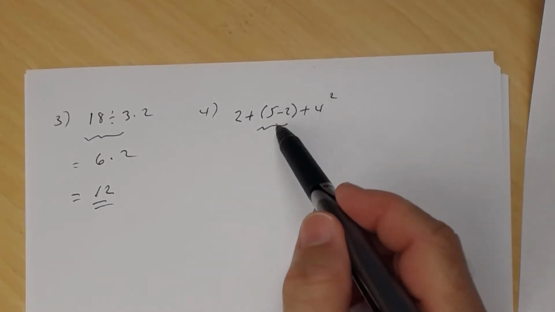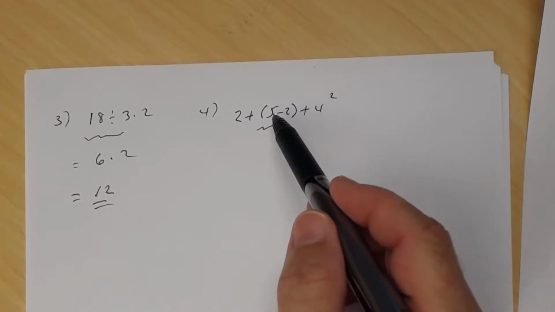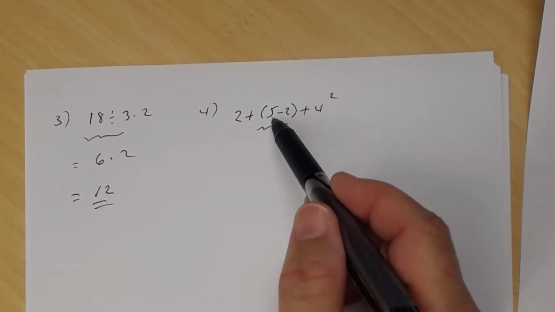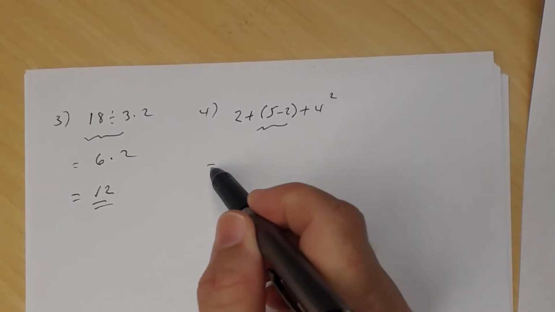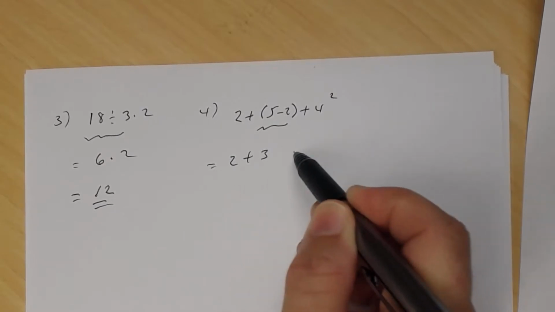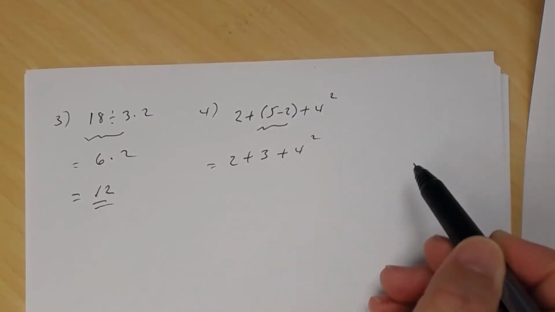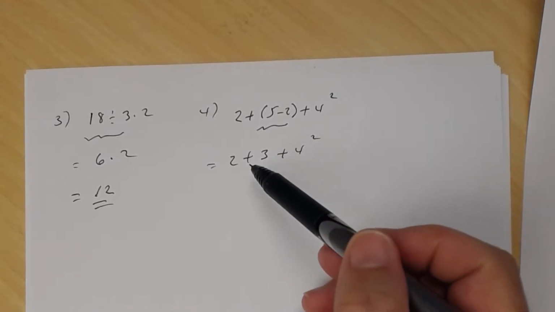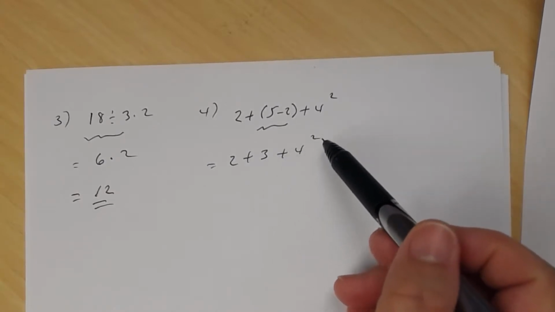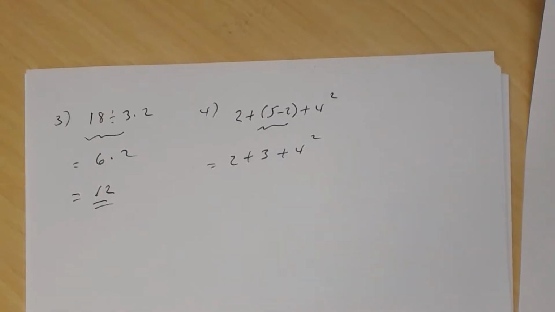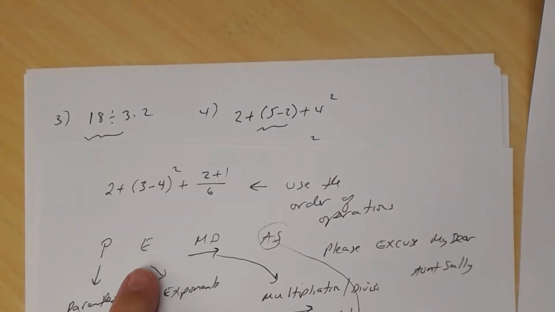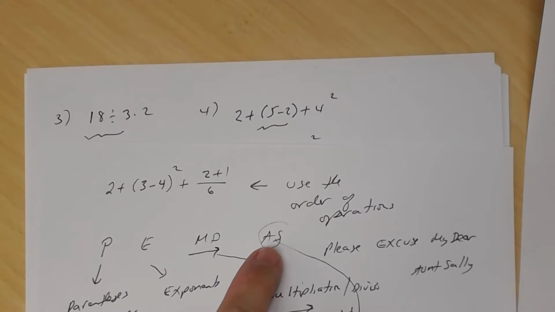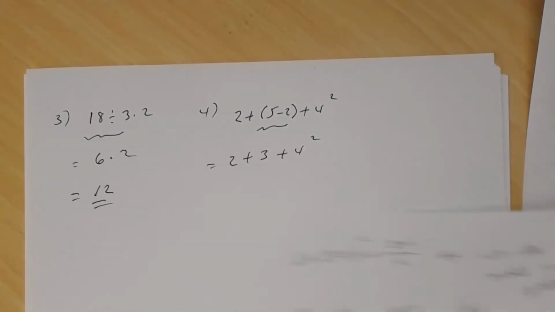I look at the grouping symbol. There's only one operation inside the parentheses, and I do it. 5 subtract 2 is 3. So I get 2 plus 3 plus 4 squared. That's what I end up with at this point. Now look at what you have: addition, addition, and exponent. According to our order of operations, exponent has higher priority than addition, so I do exponent next.